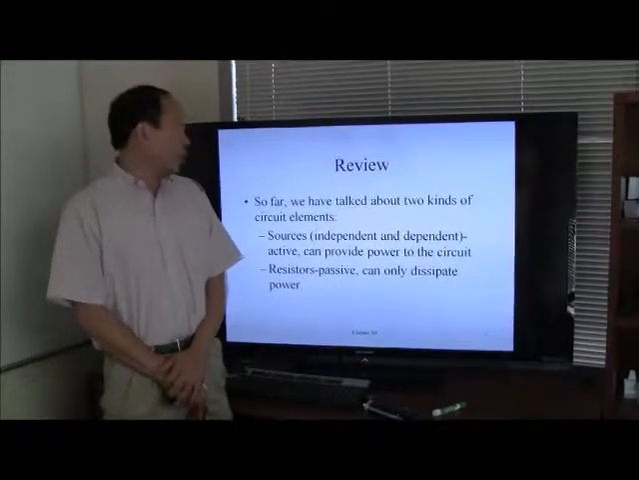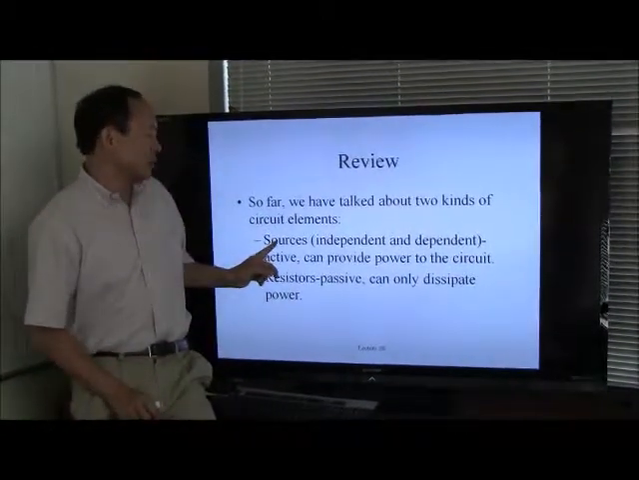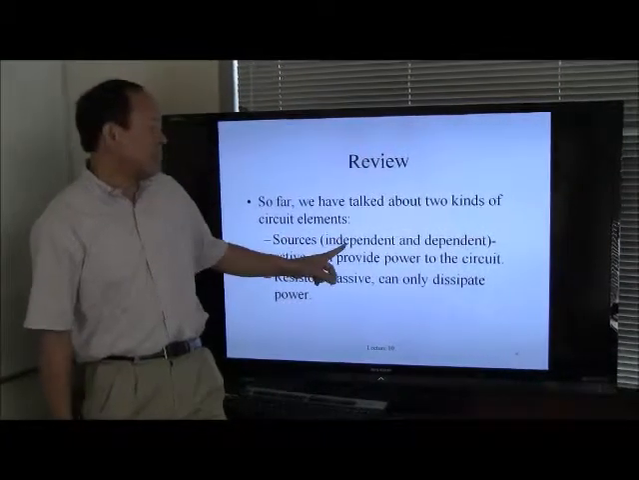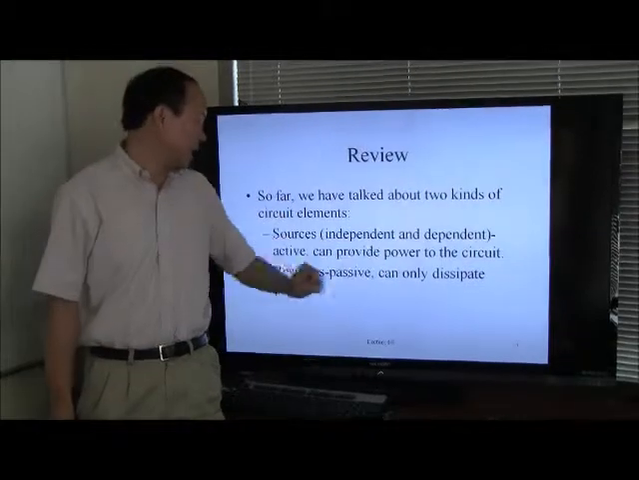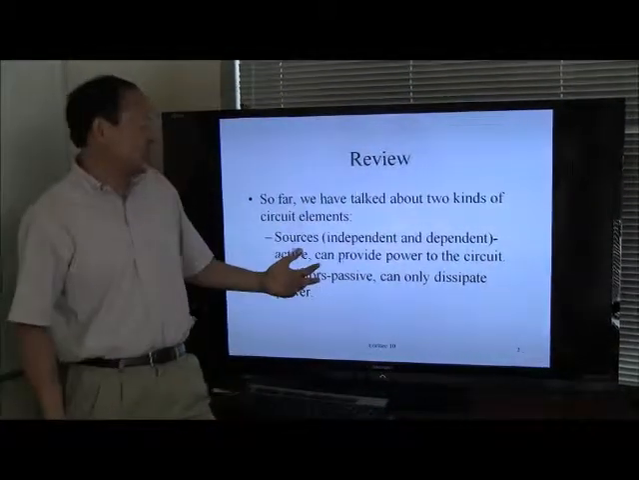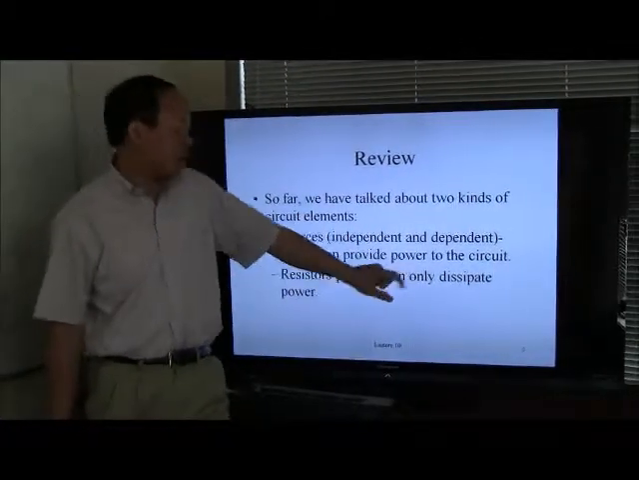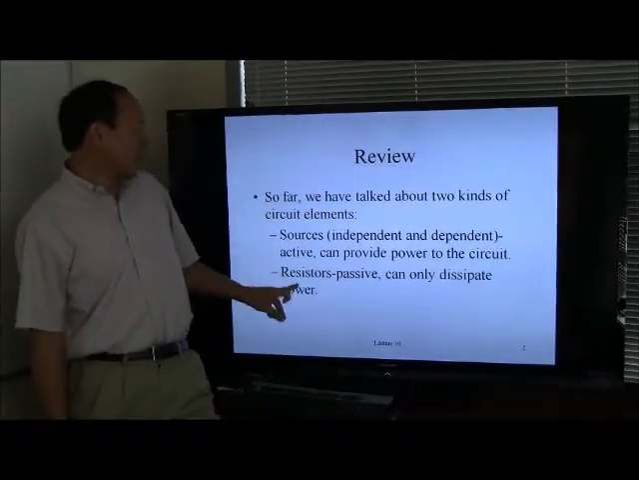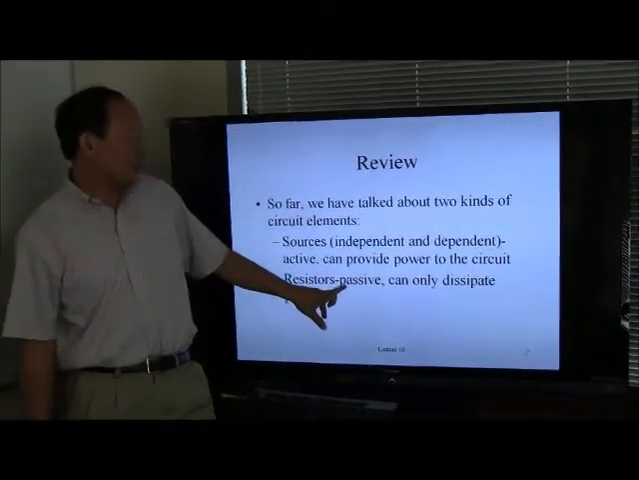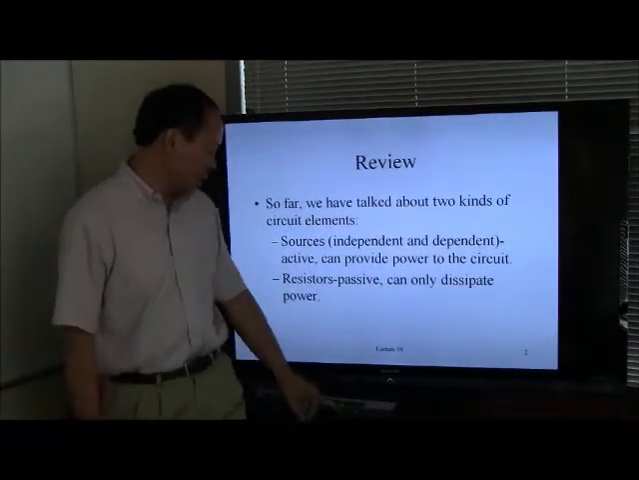Just a little bit of a review. So far we've talked about two kinds of circuit element. One kind are the sources. They can be independent or they can be dependent. Independent are things like batteries. Dependent sources are things like amplifiers, and they can provide power to the circuit. And then the other kind of elements are the resistors, which are passive. They can only dissipate power and not provide power.